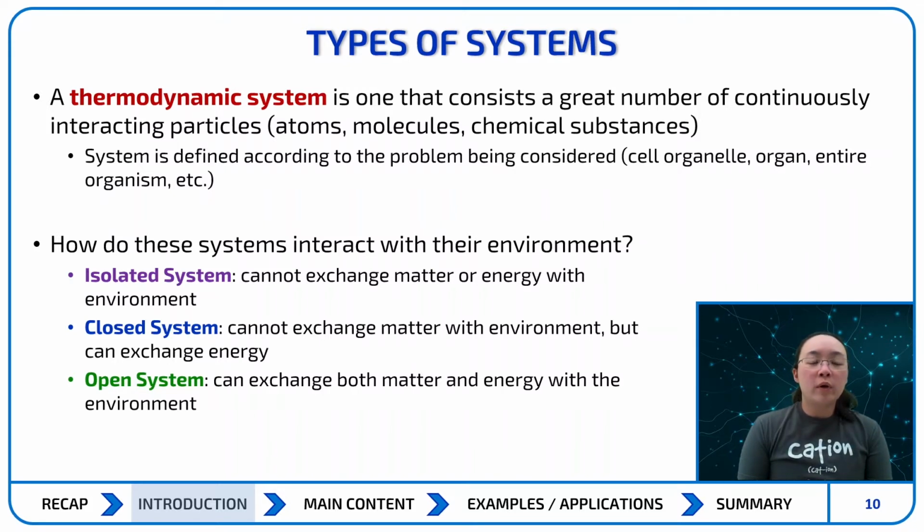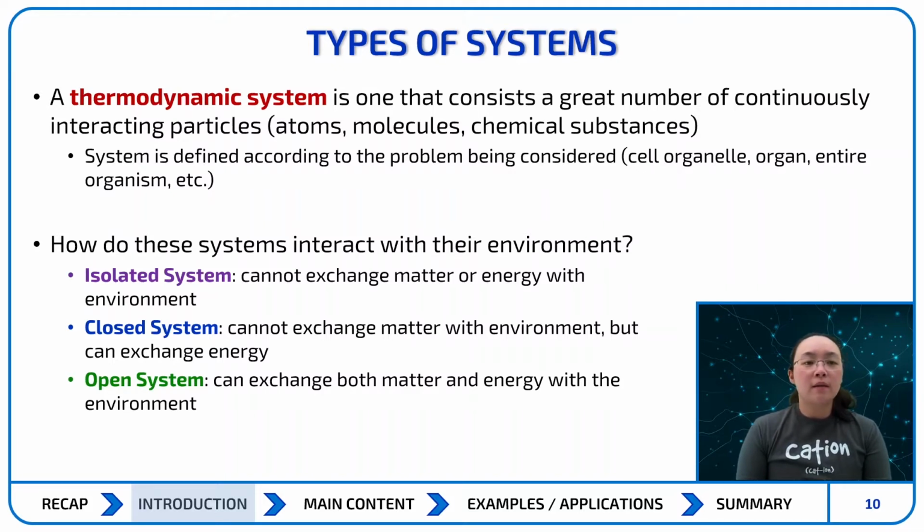So what are some different types of systems? First of all, a thermodynamic system is one that consists of a great number of continuously interacting particles, whether it's atoms, molecules, or chemical structures. The system is defined according to whatever problem you're considering. So if you're taking a look at an organelle as your system, then you take a look at the organelle itself and define the volume of the organelle, the pressure the organelle exists at on the inside compared to the outside, that sort of thing. You can also take a look at an entire organ or an entire organism.